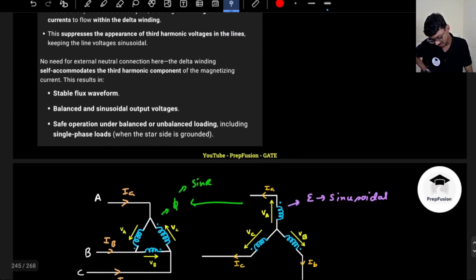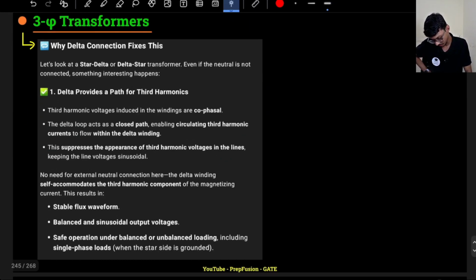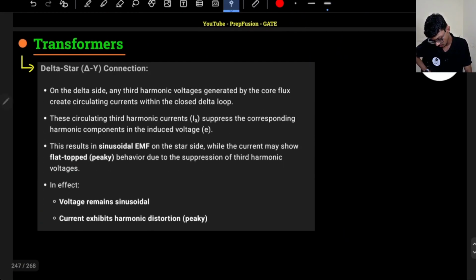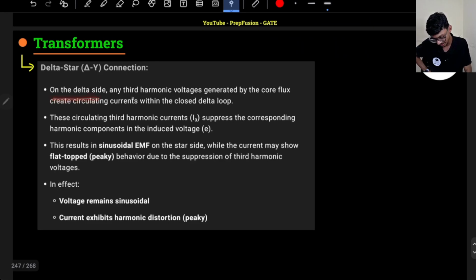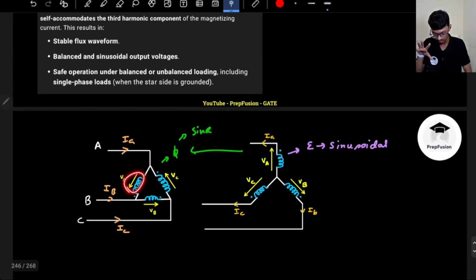So this was about the delta star connection. Now in delta star, on the delta side, any third harmonic voltages generated by the core flux create circulating currents within the closed loop. Let's assume that there is a third harmonic voltage. If there is a third harmonic voltage, what will happen? A third harmonic circulating current will flow. Due to the third harmonic current, that will oppose the third harmonic voltage. So internally, delta has a self-correcting loop.